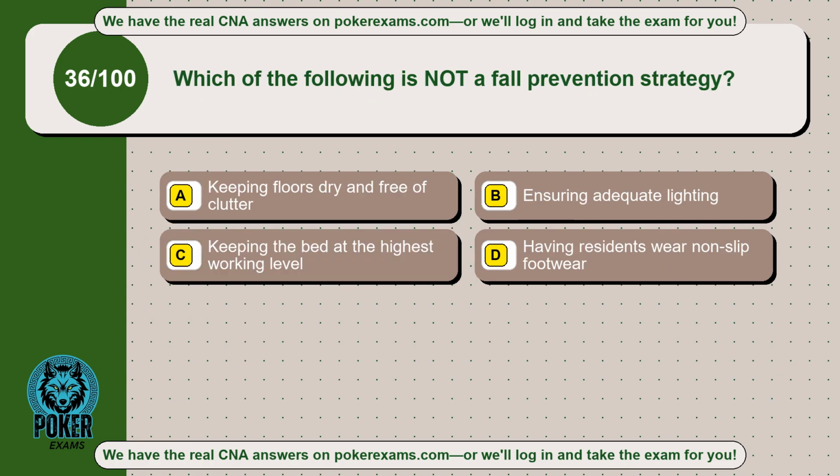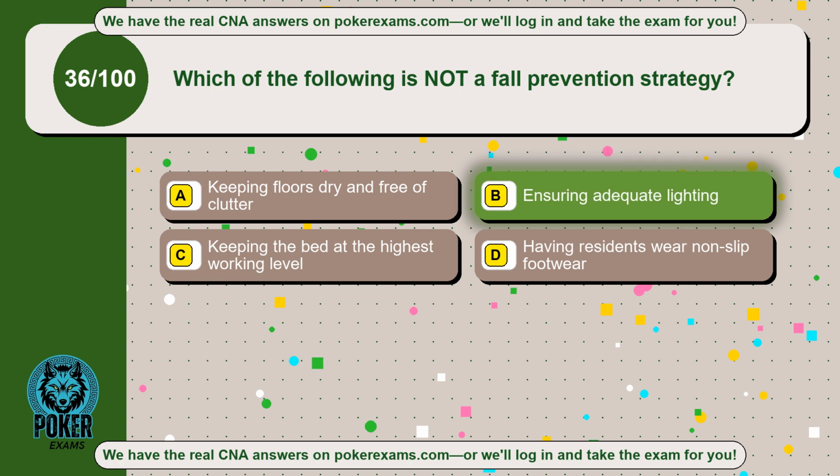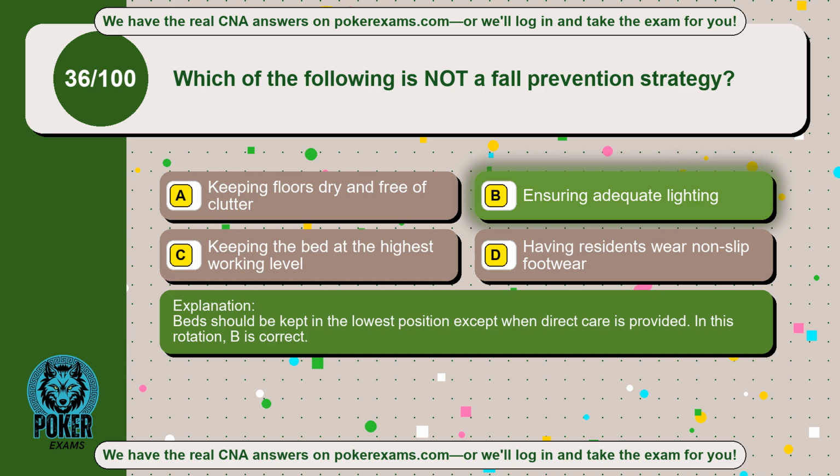Question 36. Which of the following is not a fall prevention strategy? Option A. Keeping floors dry and free of clutter. Option B. Ensuring adequate lighting. Option C. Keeping the bed at the highest working level. Option D. Having residents wear non-slip footwear. The correct answer is option B. Ensuring adequate lighting. Beds should be kept in the lowest position except when direct care is provided. In this rotation, B is correct.